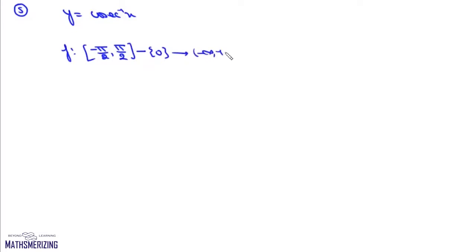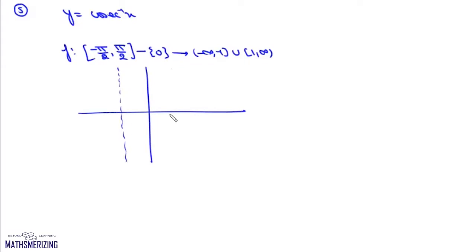Now the fifth one is y equals cosec inverse of x. So for this, we'll define this function from minus pi by 2 to plus pi by 2 except 0, and its range will be from minus infinite to minus 1 union 1 to infinite. Now we'll draw this graph. So this is minus pi by 2, plus pi by 2. This is plus 1 and this is minus 1.